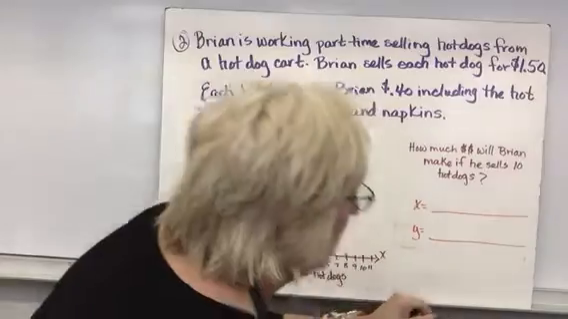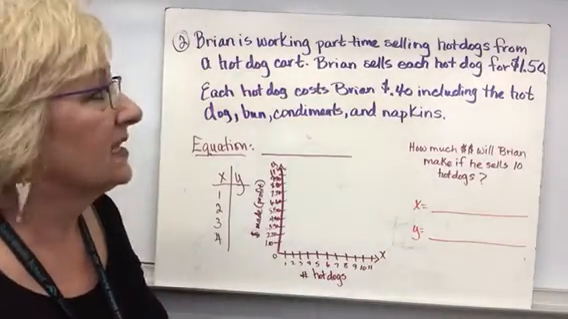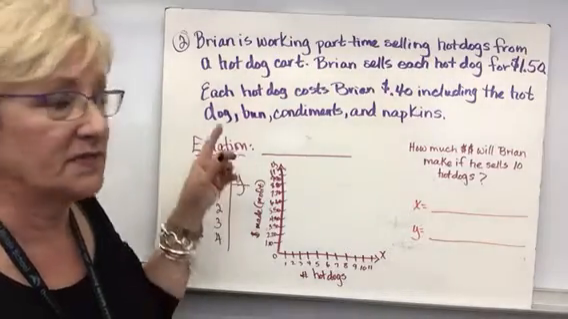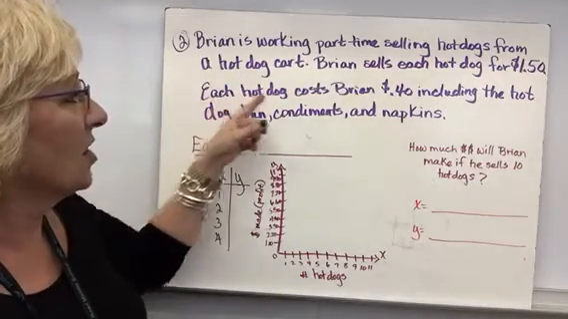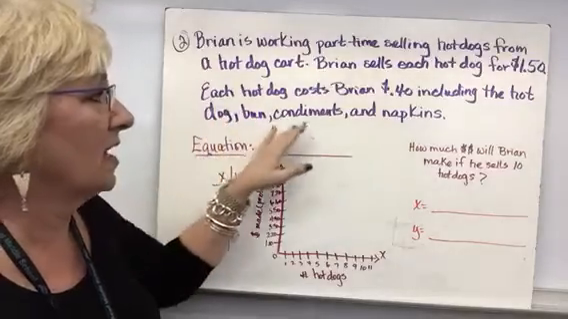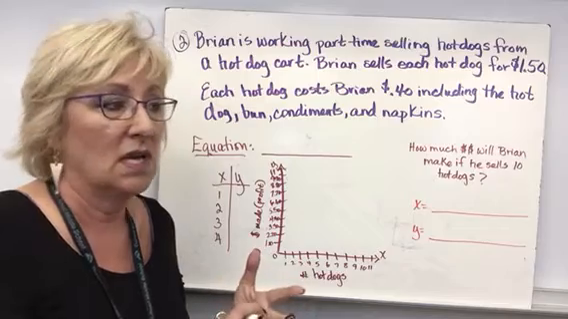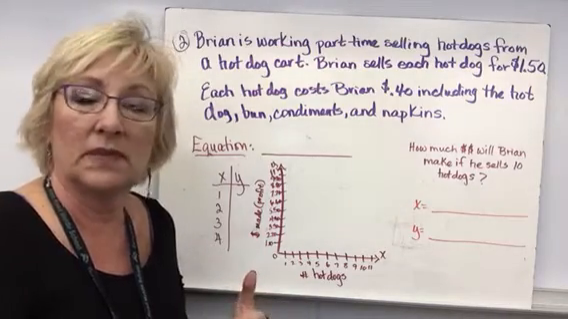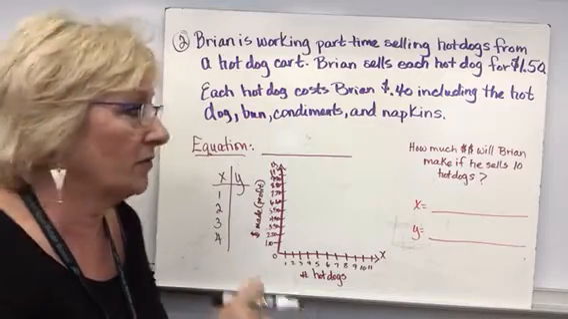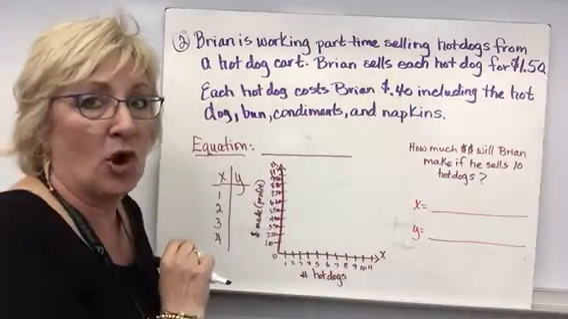So let's look at our next question. Our next question says, Brian is working part-time selling hot dogs from a hot dog cart. Brian sells each hot dog for $1.50. And each hot dog costs Brian 40 cents, including the hot dog, the bun, the condiments, and all the napkins. Condiments happens to be like mustard, coleslaw, ketchup, anything that you're going to put on your chili, anything you're going to put on your hot dog. So everything included is going to cost him 40 cents per hot dog.